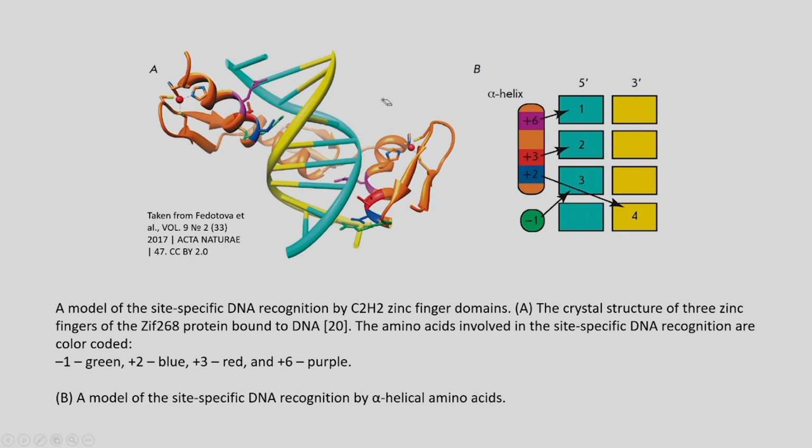In panel B, you can see a model of site specific DNA recognition by alpha helical amino acids. So, here you can see +6 corresponding to 1, +2 corresponding to 2, +2 corresponding to 3, and 4, and -1 corresponding to 3. We will discuss this relationship in a later slide.